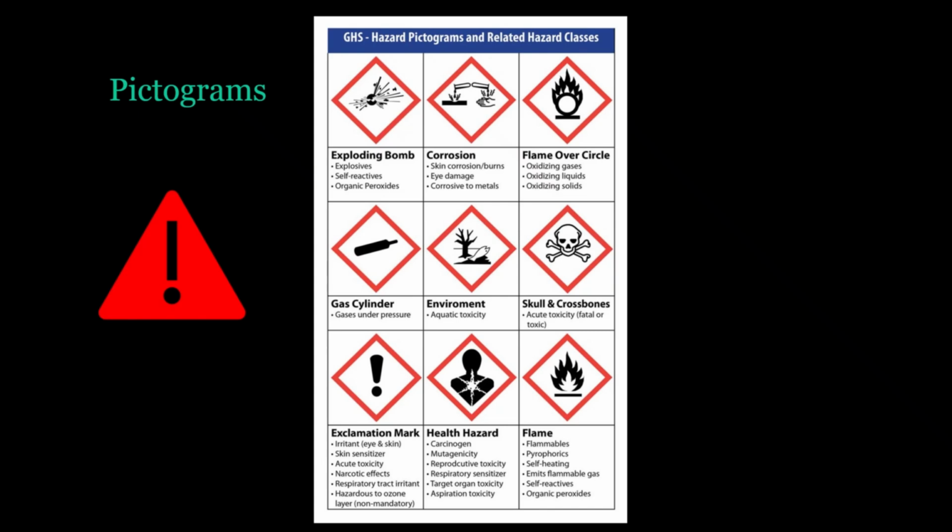There could be environment toxicity. The one directly in the middle is a dead fish with a tree. That means if you dumped it into the environment, it could be very poisonous. There's flames, which I think is pretty self-explanatory: it's flammable, and it's easy to start on fire. There's flame over circle, which is a very specific type of fire that can happen with chemicals.